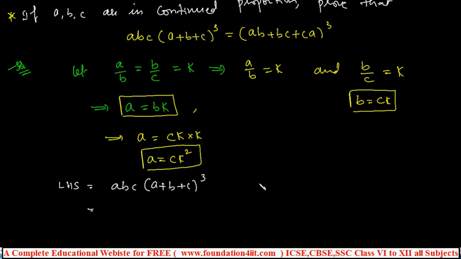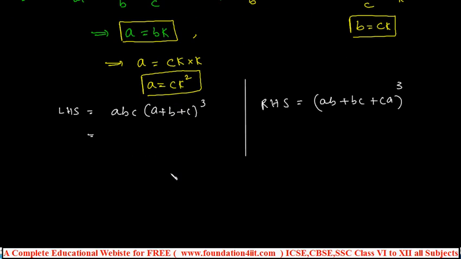First we'll take LHS and simplify, and we'll take RHS and also simplify to get the same answer. RHS is (AB plus BC plus CA) whole cube. So the use of the K method is that directly by taking LHS we can't prove RHS. So in LHS you apply these values, and in RHS also apply the values of A, B, C. You simplify, you will get the same answer, then LHS is equal to RHS is confirmed.